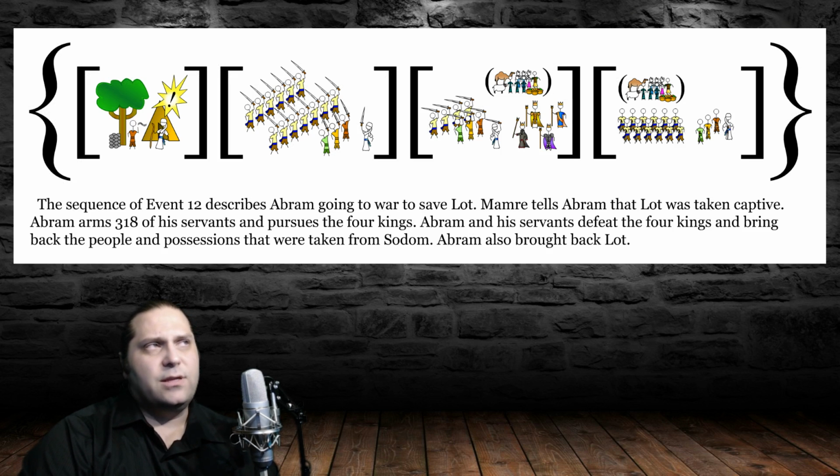The sequence of event 12 describes Abram going to war to save Lot. Mamre tells Abram that Lot was taken captive. Abram arms 318 of his servants and pursues the 4 kings. Abram and his servants defeat the 4 kings and bring back the people and possessions that were taken from Sodom. Abram also brought back Lot.